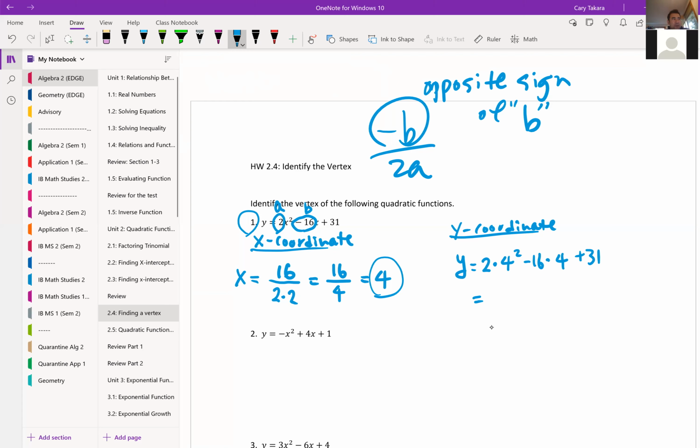What did you get for the y coordinate? Can you show me in the chat? Would you share it in the chat? The y coordinate of the vertex for number one. Very good. Anybody else?